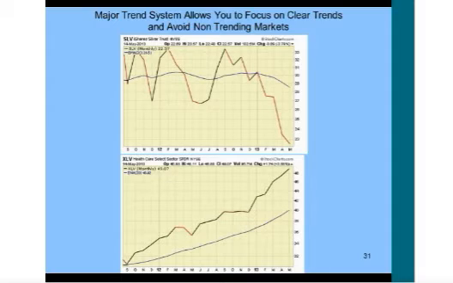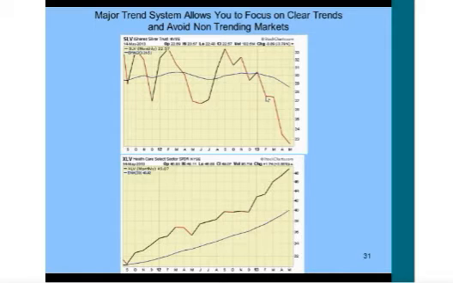And one of the advantages of the major trend system is it allows us to focus on markets that have very clear trends and avoid markets that are not trending. And here's a good example. This is the iShares Silver Trust. So this tracks the price of silver, and you can see the 1-month price here fluctuating above and below the 20-month EMA. So not really on a clear trend, except for these last several months.